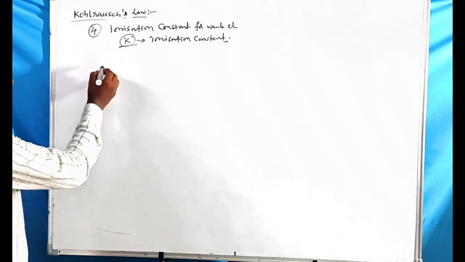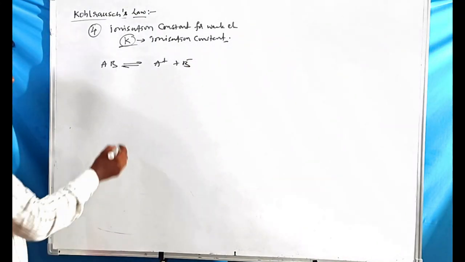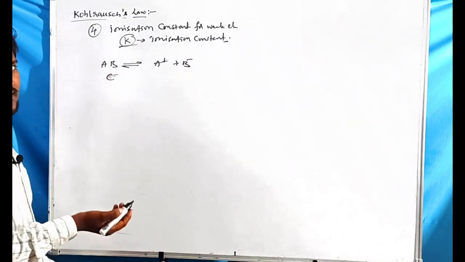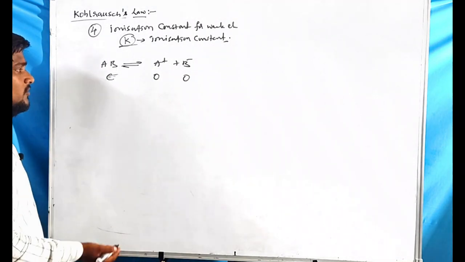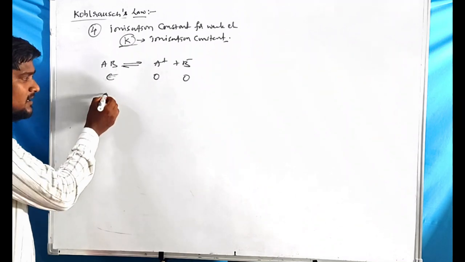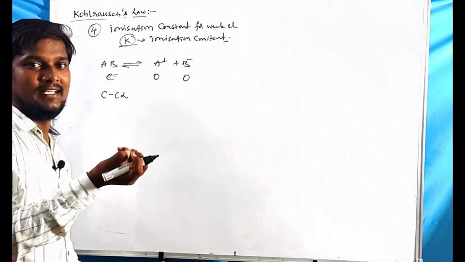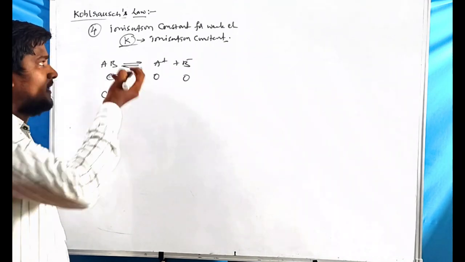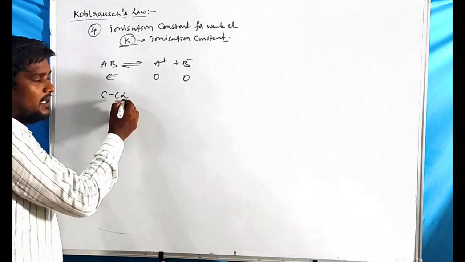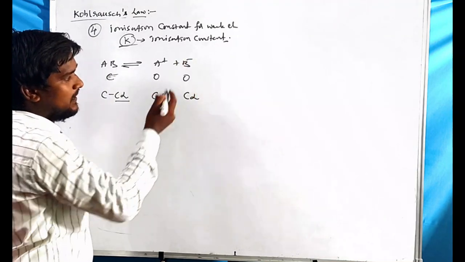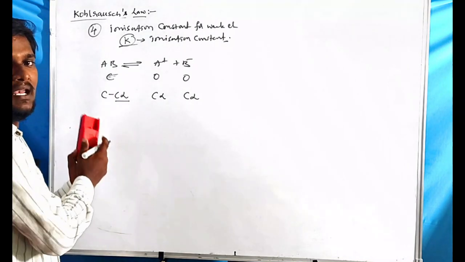Now let us discuss AB, which can dissociate into A plus and B minus. At the starting point, the concentration of AB is C, and the concentration of cation and anion is zero. After a certain time, there is a loss of a certain concentration, C alpha. It lost some quantity, which is described as alpha, the degree of ionization. So whatever is lost appears as C alpha and C alpha, the cation and anion.